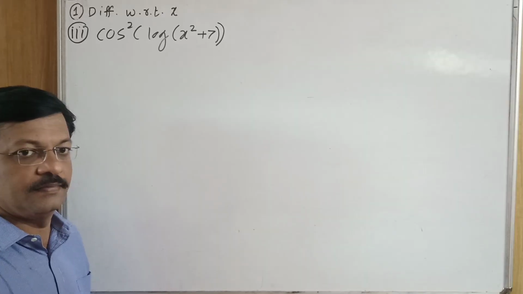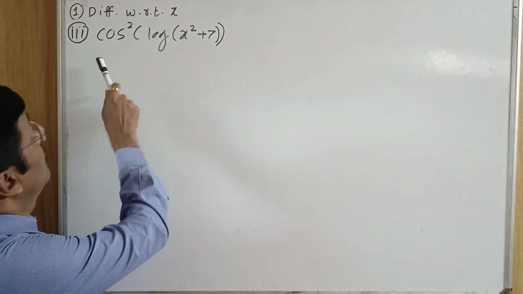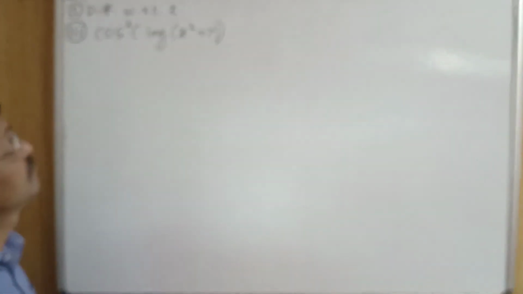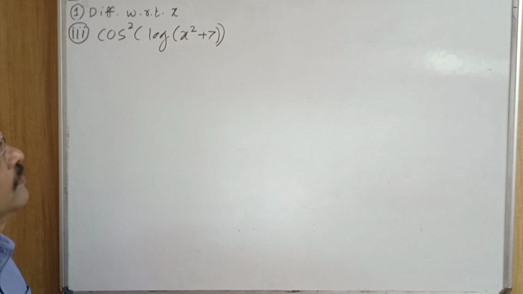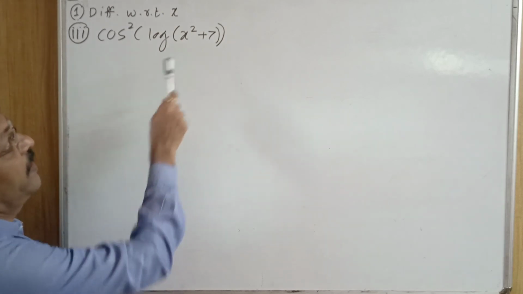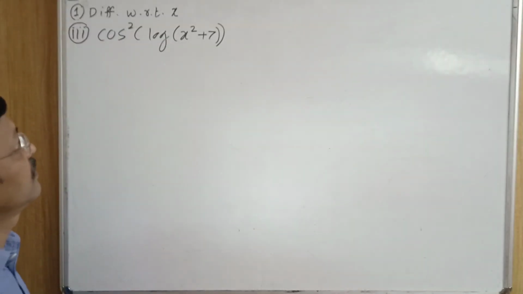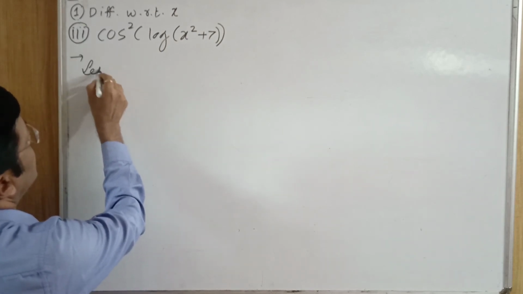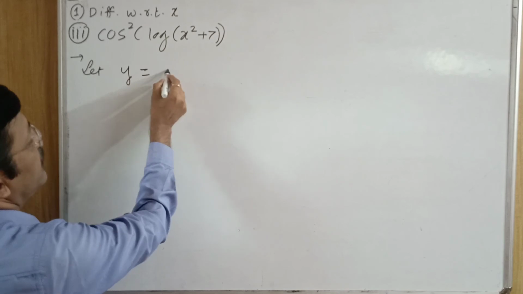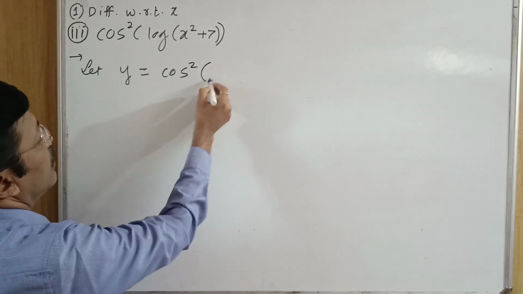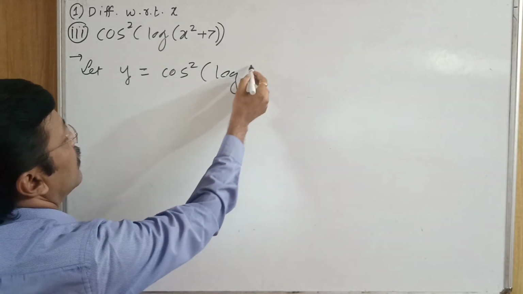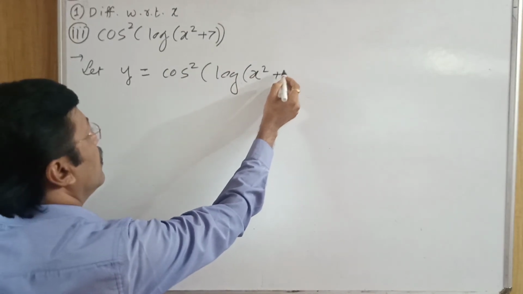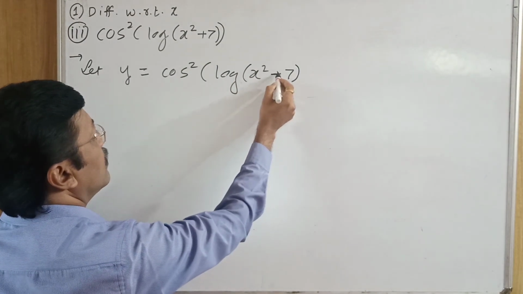See this new example. Differentiate with respect to x: cos square log of x square plus 7. So we normally take it as y. So y is equal to cos square log of x square plus 7.